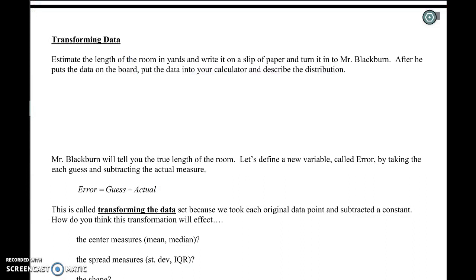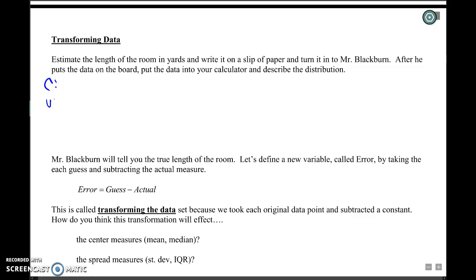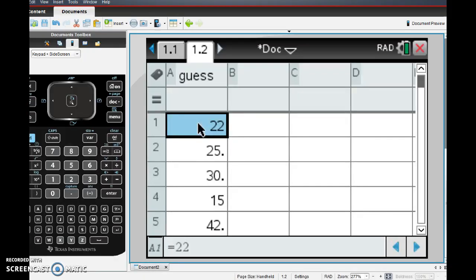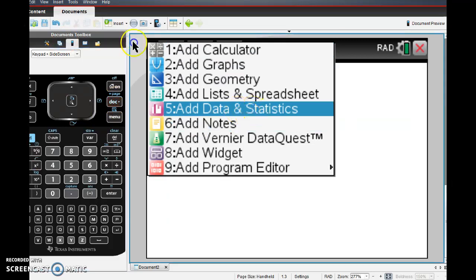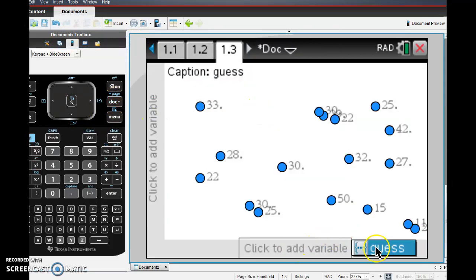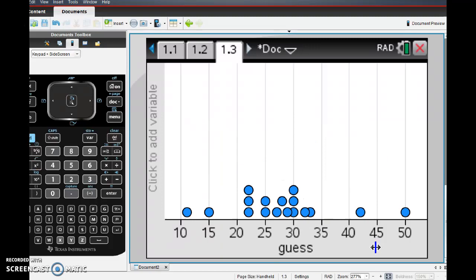So describe the distribution. To describe the distribution, we're going to cover center, unusual features, shape, spread, whatever order you want to do it in. So to see the distribution, I'm going to open up a new page, and I'm going to make a dot plot. So I kind of see a couple peaks. Some people might say that's bimodal, but no, I think it's just kind of random chance. So I'm going to say unimodal. Looks like it's skewed a little bit to the right, but not a lot.